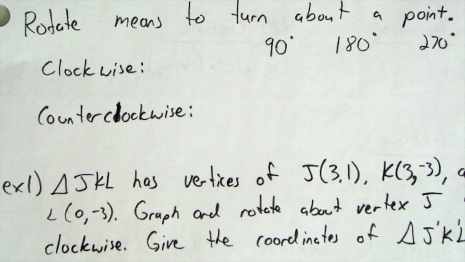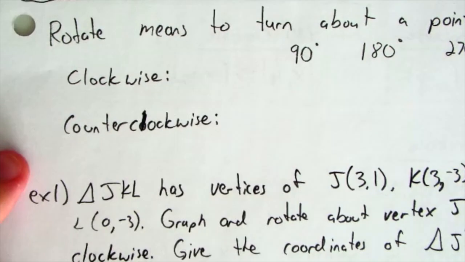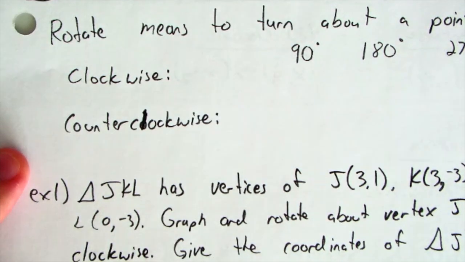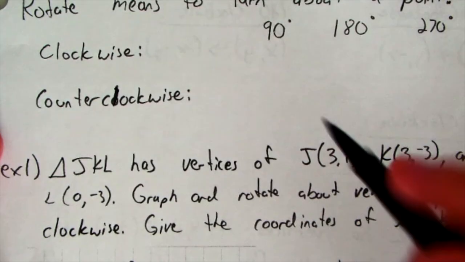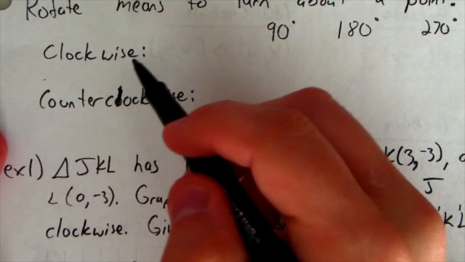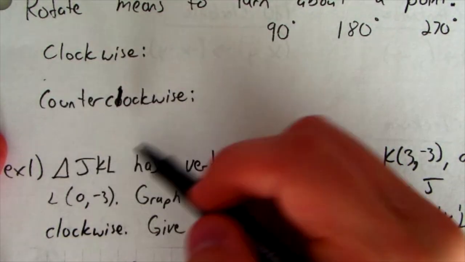All right, so today we're going to be talking about Chapter 6, Lesson 3. This is all about rotations. When we rotate something, that means that it turns about some point. And we can either go to the right, which is called clockwise, or we could be going to the left, which would be called counterclockwise.